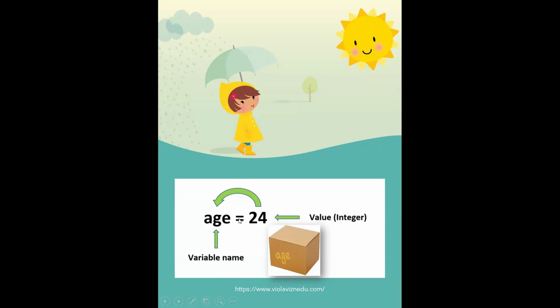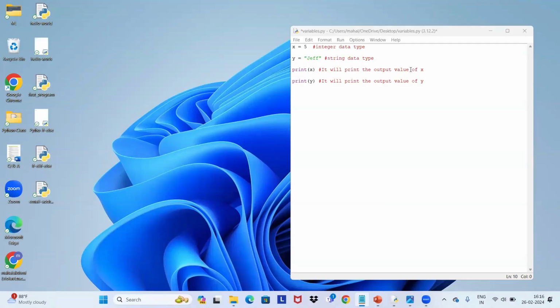Equal to, this is the assignment operator in Python. It is used to assign the value on the right hand side to the variable on the left hand side. 24 is the value being assigned to the variable age. In this case, 24 is an integer literal representing the age value. Let's see variables with code examples.